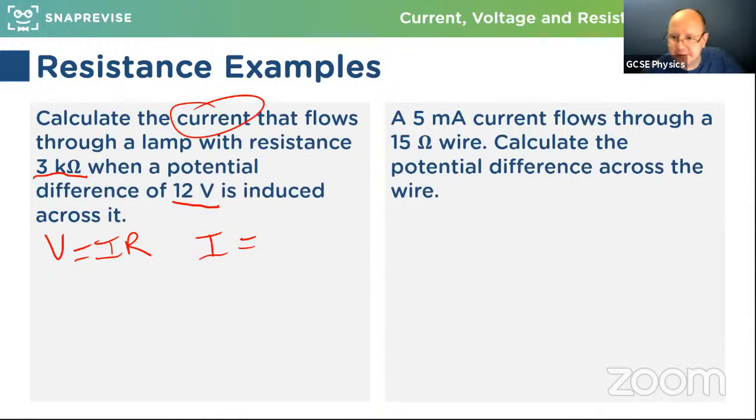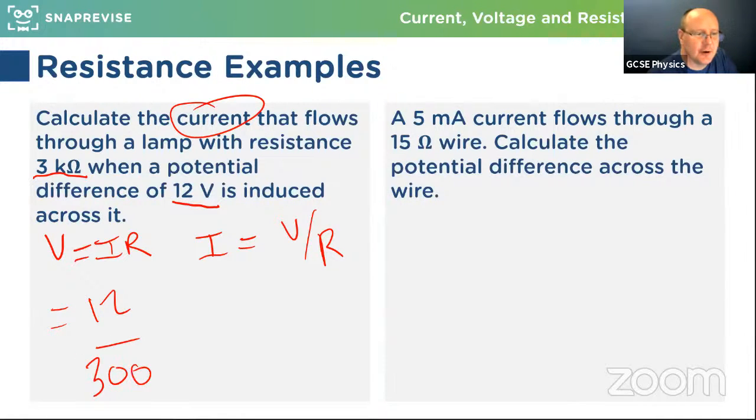V over R, good, V over R, Dana, thank you. So I equals V over R. So that's going to equal 12 divided by 3,000, not 3. Okay, divided by 3,000 because there's the k ohms. So I see one or two of you have put 4 there in the chat.